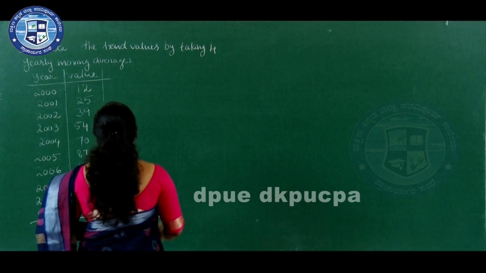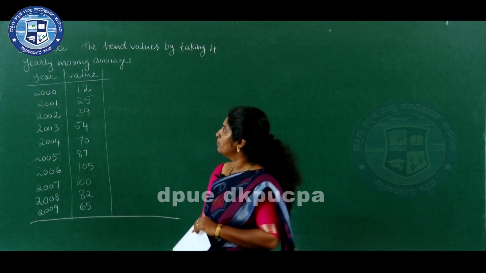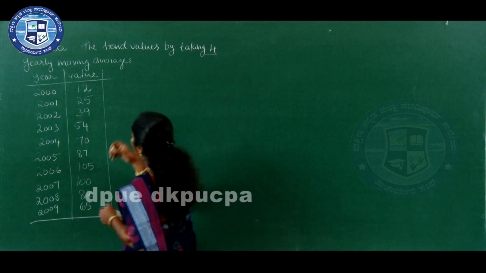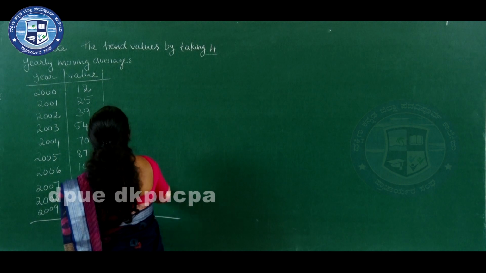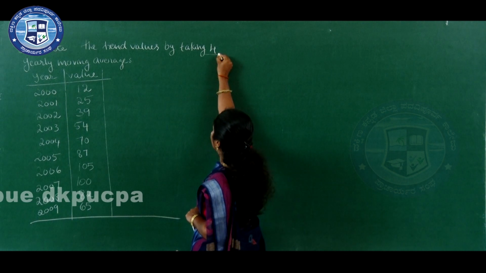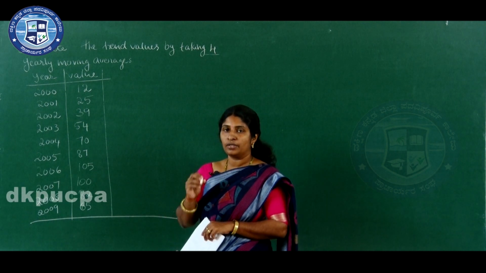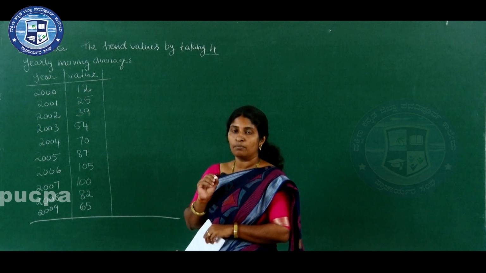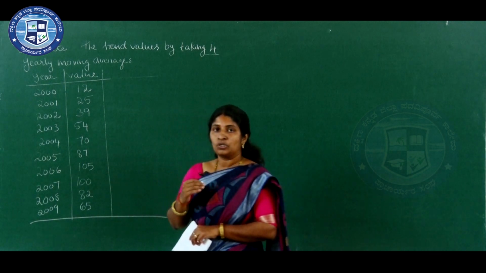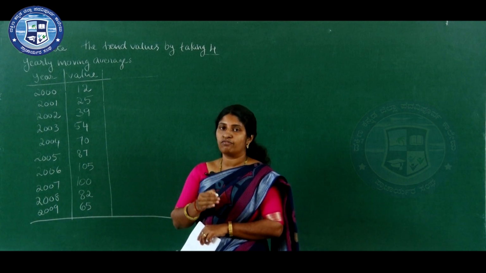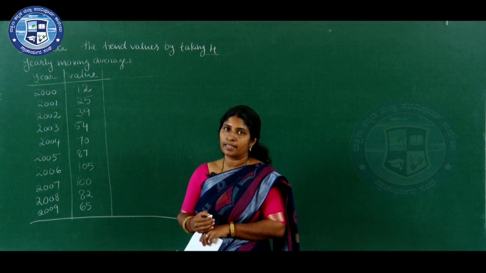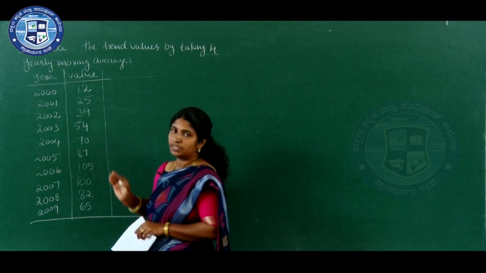Now estimate the trend values by taking 4-yearly moving averages. Here the moving period is an even period, that is 4. So initially you have to obtain the 4-yearly moving total. Then the 2-item moving total for this 4-yearly moving total. Last you have to find the trend. Now, year and values are given here.